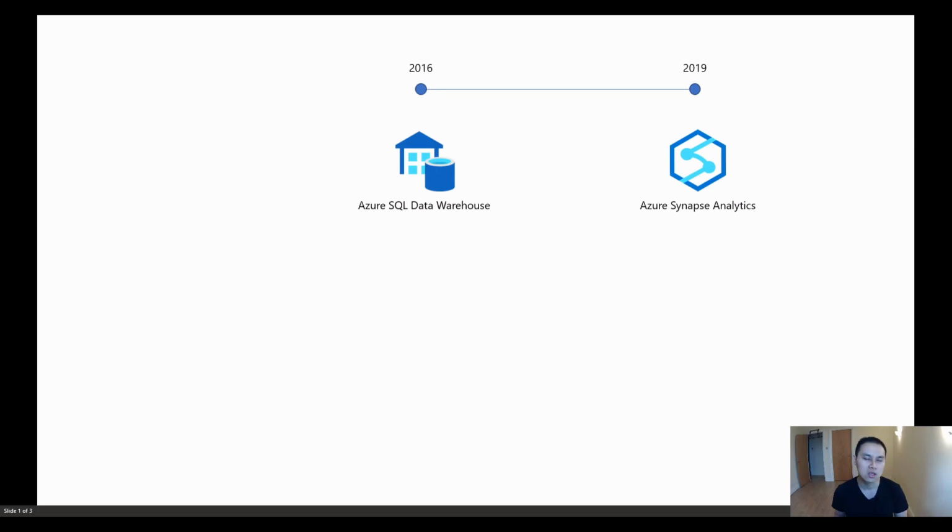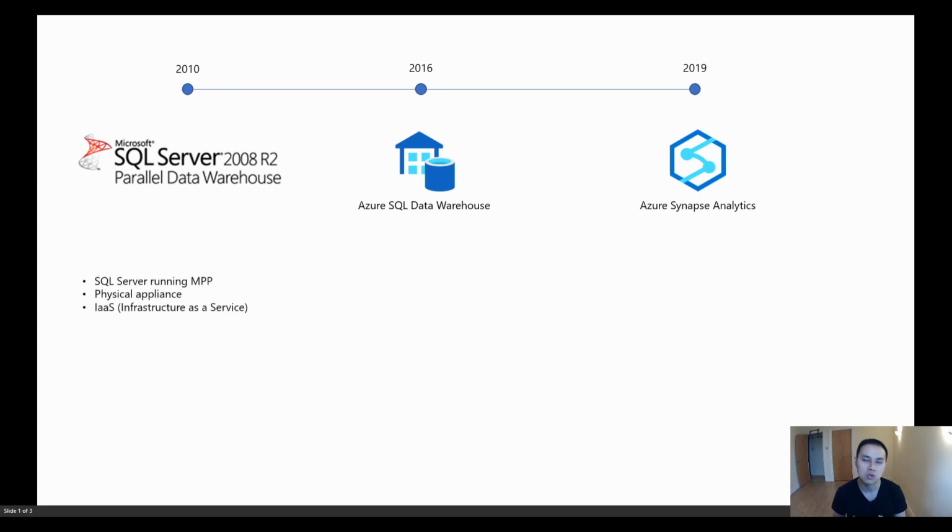Now, if you go further back, there's another one called Parallel Data Warehouse. This product was released by Microsoft in 2010. It's the first SQL Server with MPP design, or massively parallel processing design, which basically, instead of using one server to process a query, uses multiple servers. And this design continues towards Azure SQL Data Warehouse, and also today with Azure Synapse Analytics.